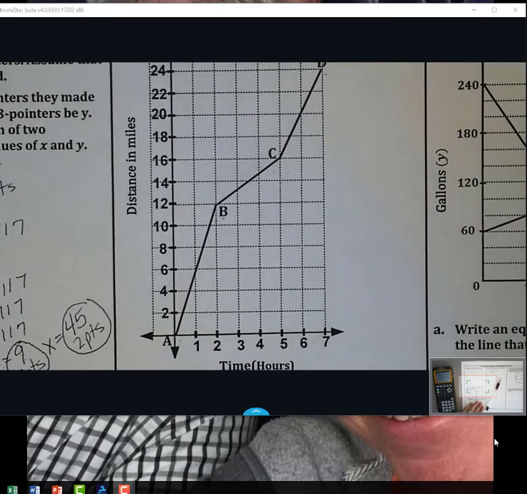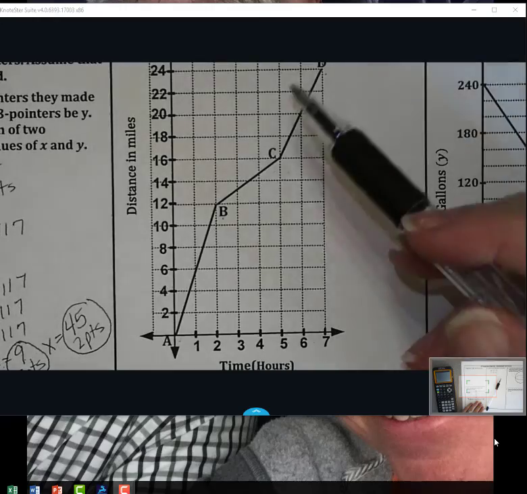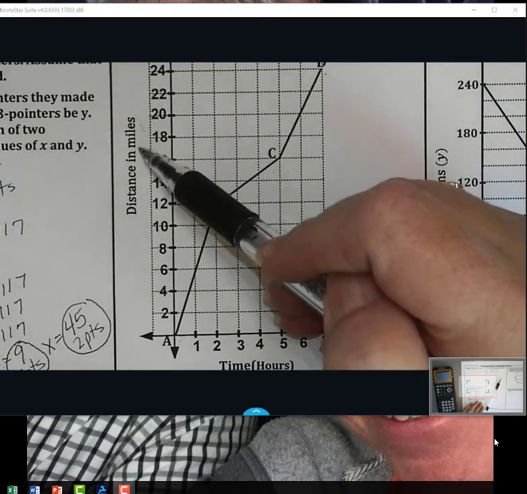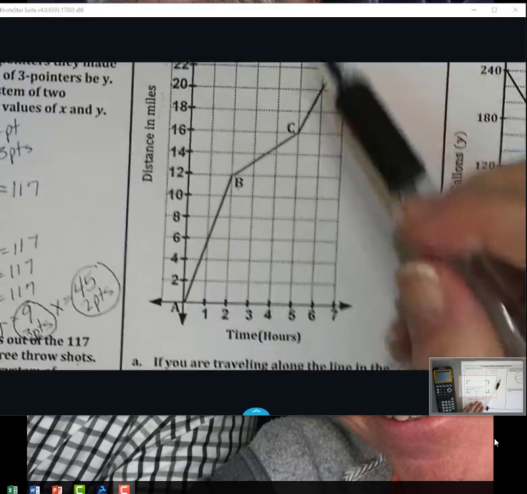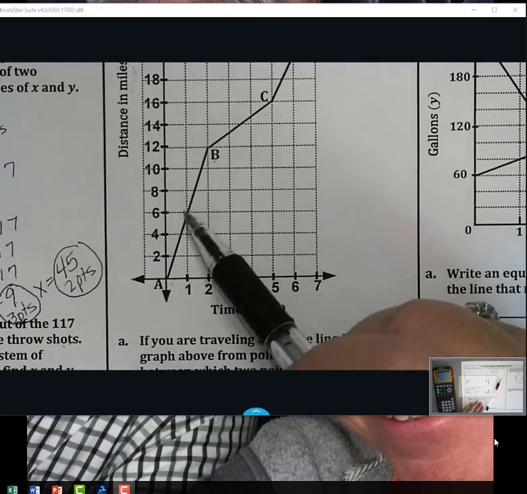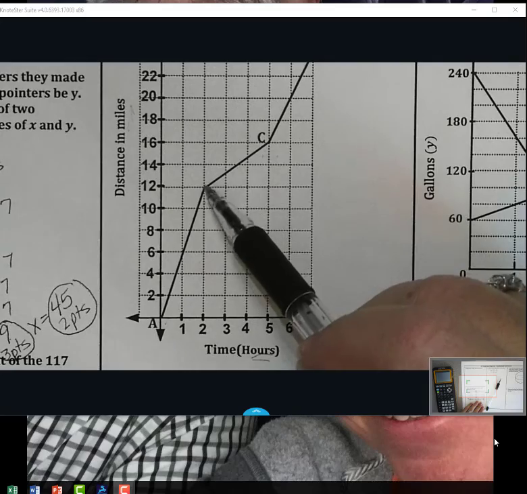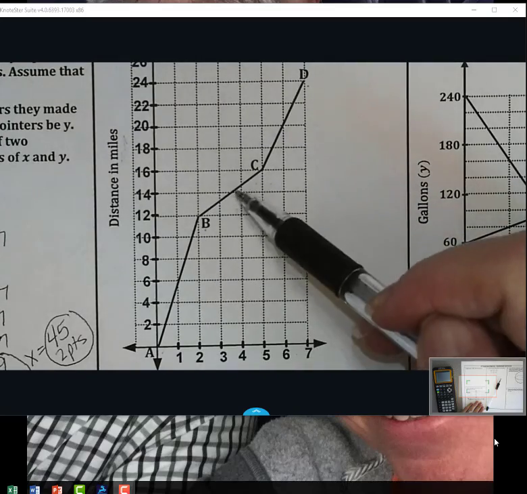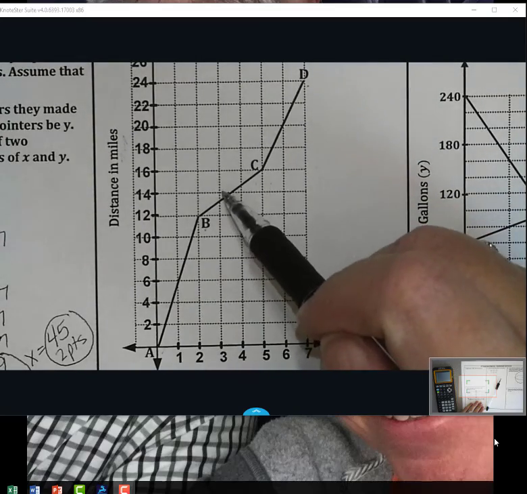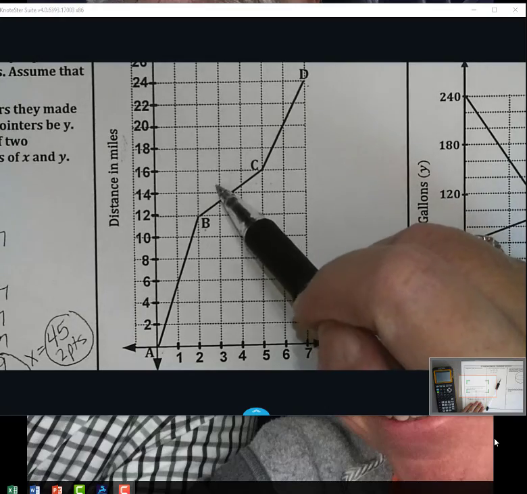Well, you're going to look for where the slope is increasing the fastest, right? Because the slope is going to be the rise, which is miles over hours. So this slope represents miles per hour, or the speed. You're looking for where the slope is going to be the greatest. Obviously, this slope is not going to be the greatest.